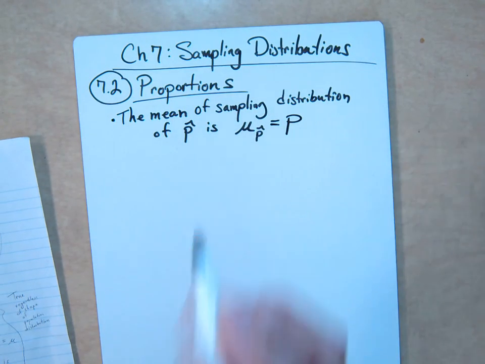So there's one. And that doesn't matter what the population distribution is. It doesn't even have to be normal. It doesn't matter.